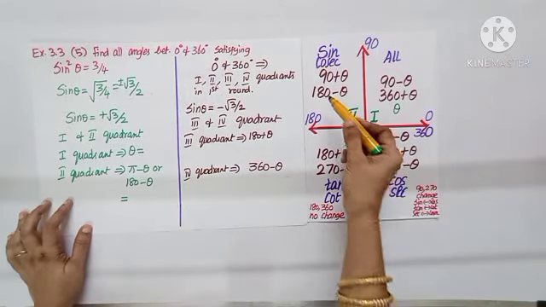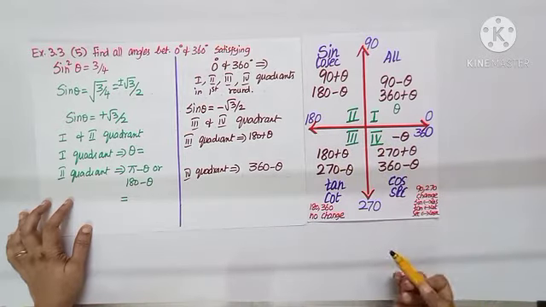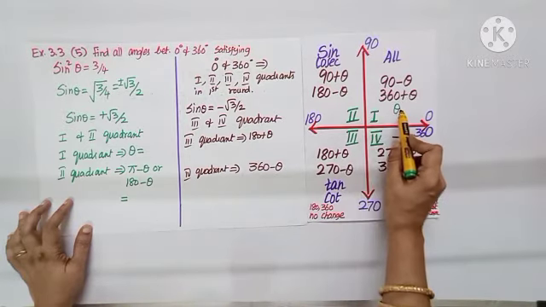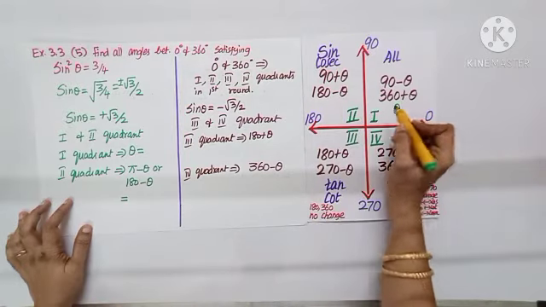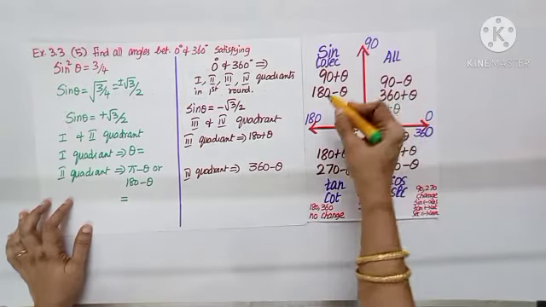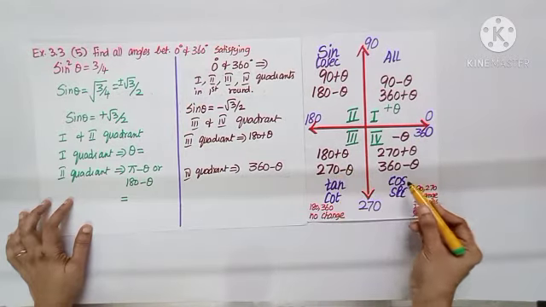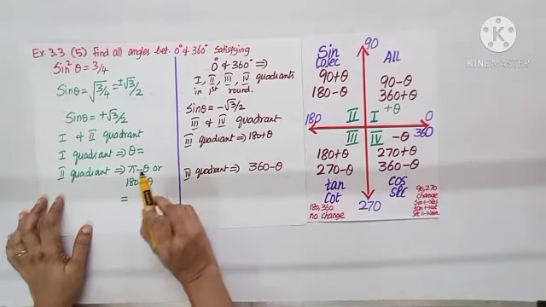Why do I take 180 and 360? Because with 180 and 360 there is no change. So, when I want all the 4 quadrants, first quadrant take the angle as it is. Second quadrant, it is 180 minus theta. Third quadrant, 180 plus theta, and fourth quadrant, it is 360 minus theta. Now back to the question.